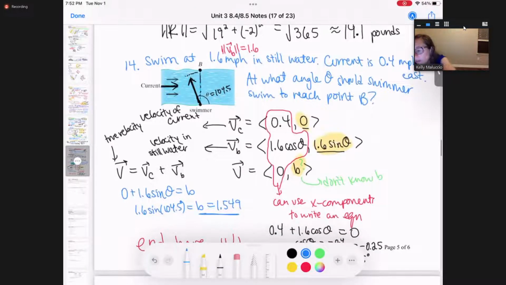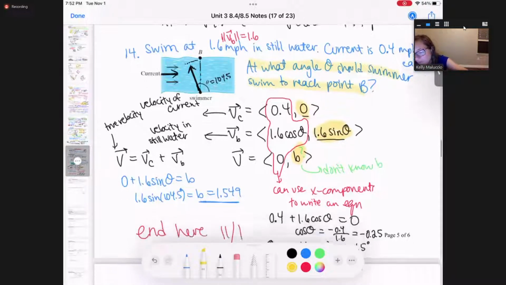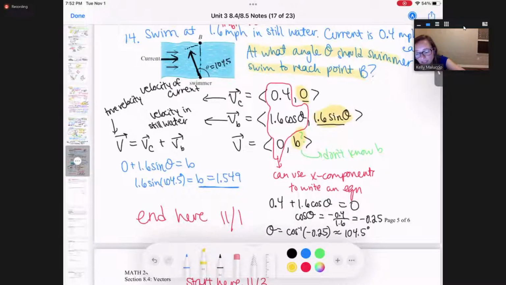And okay, my bad. We didn't even need to find b technically. I had just asked at what angle should the swimmer swim to reach point B. So it makes sense that it's still about 1.6, whatever. I don't know if it's miles or what. I guess miles. But we found our angle, and it was this 104.5.